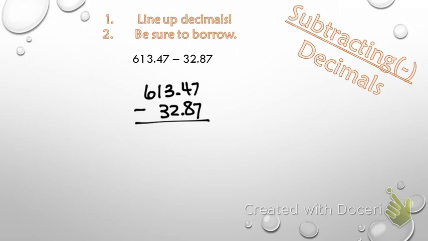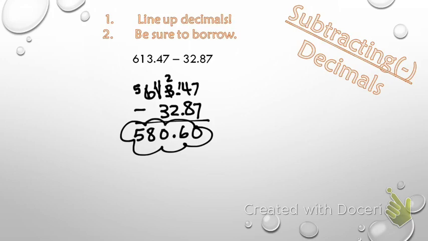7 minus 7 is 0. You can't take 4 minus 8, so we got to borrow. We're going to have to put that as 14. 14 minus 8 is 6. Bring down my decimal. 2 minus 2 is 0. We got to borrow again, so that makes it 11. 11 minus 3 is 8. We're going to bring down that 5. So we get 580.60, or 580.6.